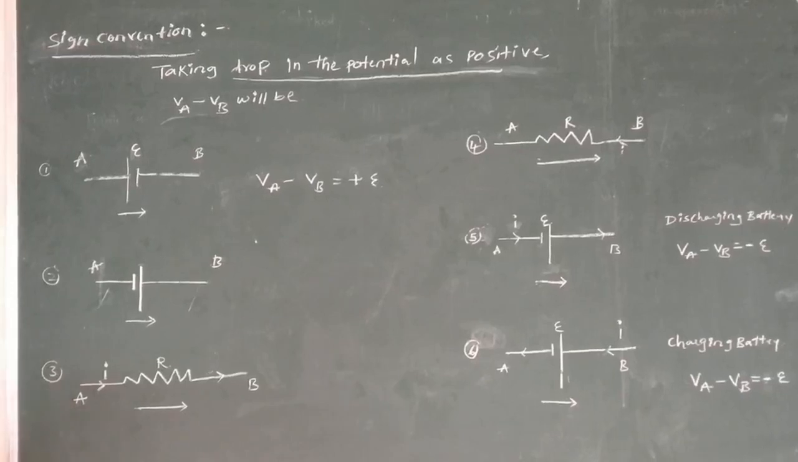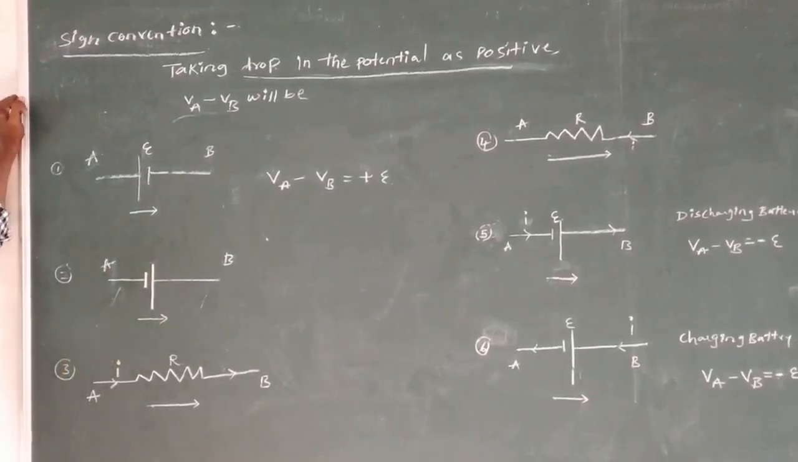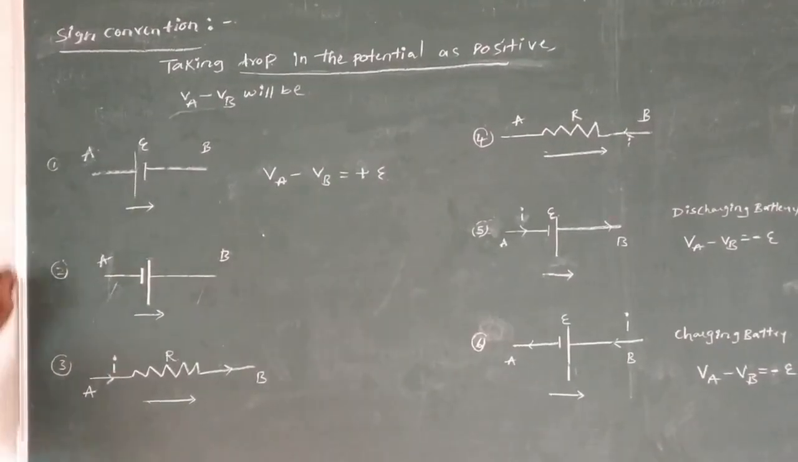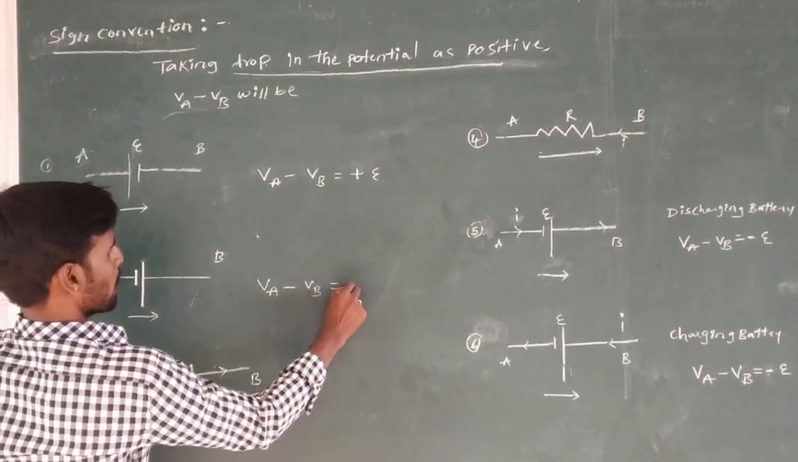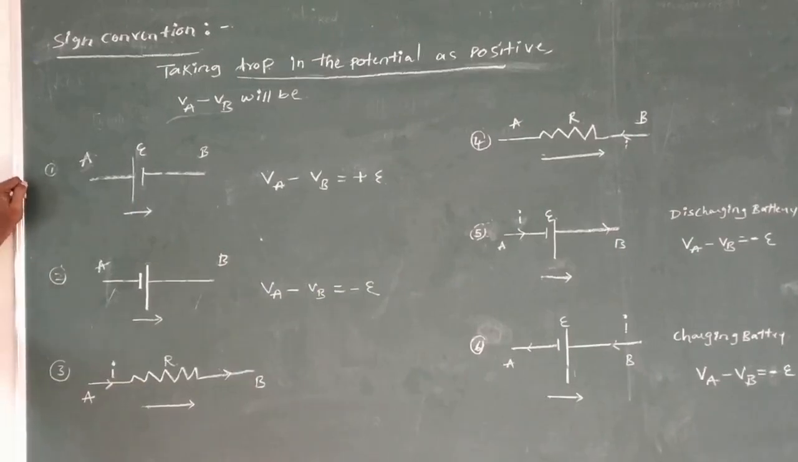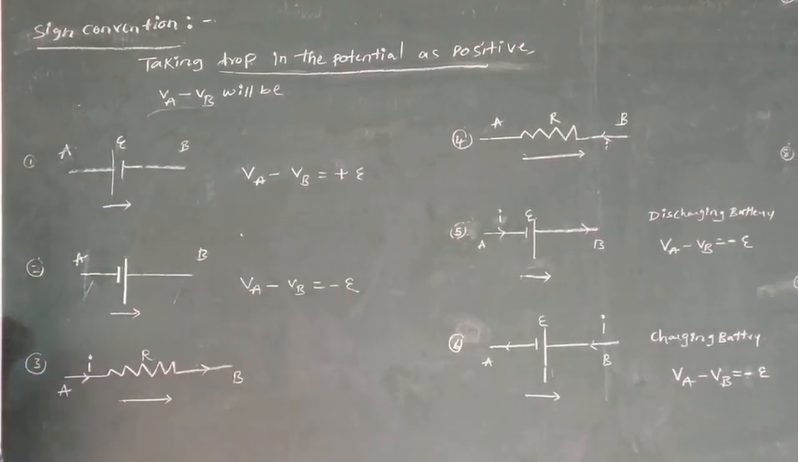In the next diagram, the direction represents lower potential to higher potential. Lower to higher, here potential has increased. So VA minus VB is equal to minus epsilon. Drop in the potential as positive. Potential increase represents negative.